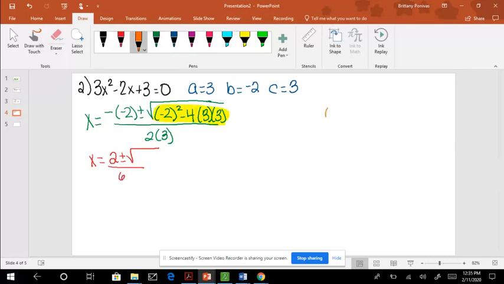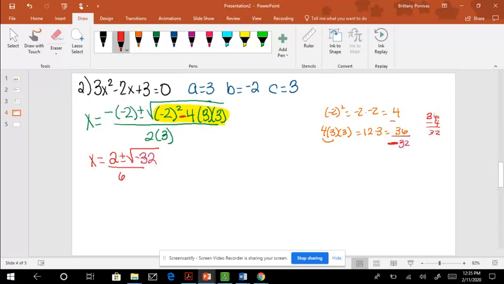Negative 2 squared means we're doing negative 2 times negative 2, which is positive 4. 4 times 3 is 12, times 3, which is 36. We're going to subtract them because there's subtraction in the formula. 4 minus 36: if it's 4 degrees outside and drops 36 degrees, the temperature will be negative, and then you just subtract them like normal, 32. So underneath the radical, we get negative 32.